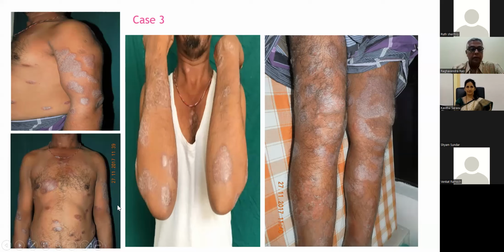Then he came to us, we examined him thoroughly, and we concluded that this patient actually has borderline tuberculoid leprosy with type 1 lepra reaction. Type 1 lepra reaction can sometimes present with this type of scaly erythematous plaques. So we need to consider reaction leprosy, especially when somebody has psoriasiform lesions in an atypical distribution or atypical presentation.